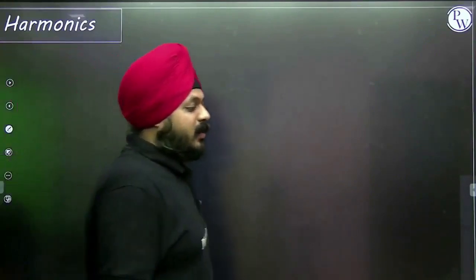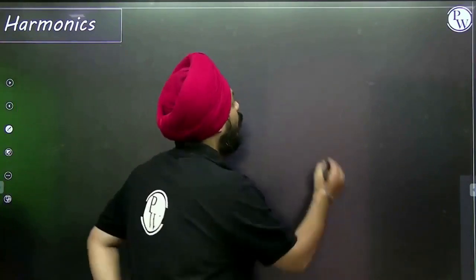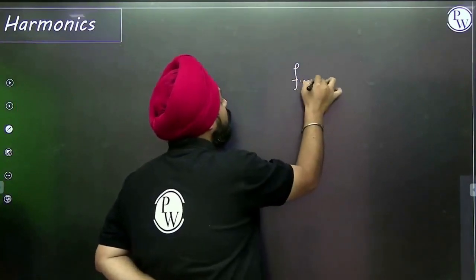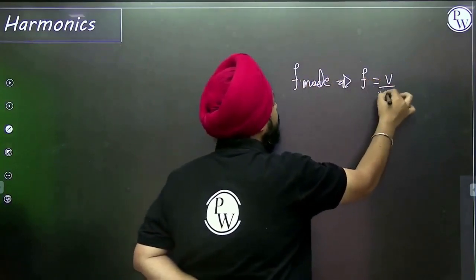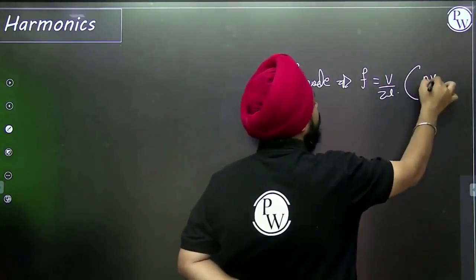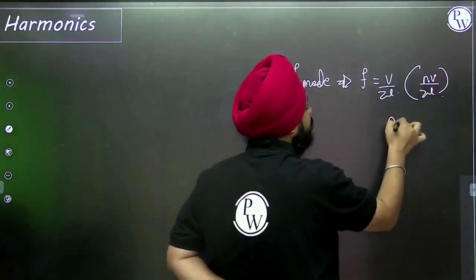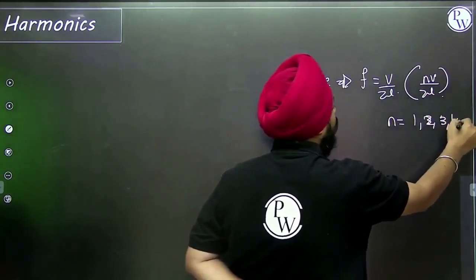First harmonic, second harmonic, third harmonic. So here what we got? Fundamental mode. We got the fundamental frequency as V by 2L. You can write down the equation as nV by 2L, where n is changing from 1, 2, 3, 4, like that.